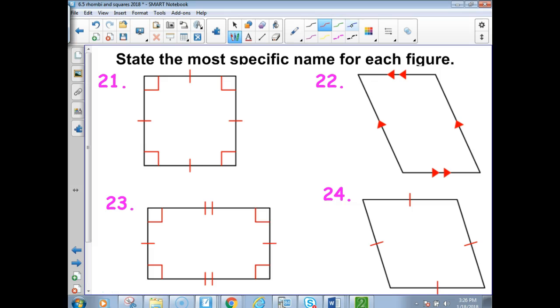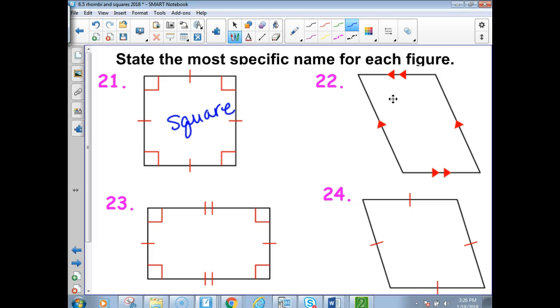Now, I have kids who have problems with this stuff, so let's focus on what you can actually call it. I want the most specific name. This is a parallelogram, but that's not the best answer. The best answer is a square. Yes, it is. It's a square because it's a rhombus and a rectangle.